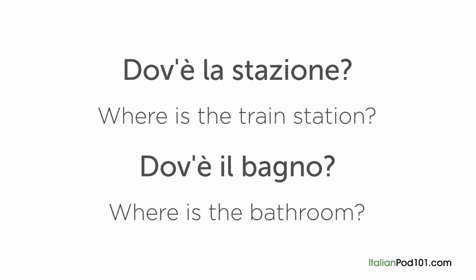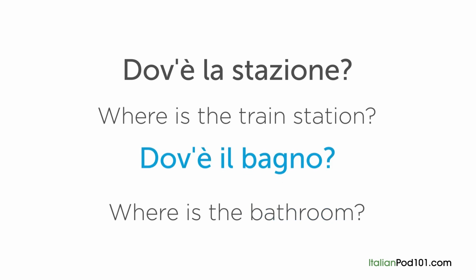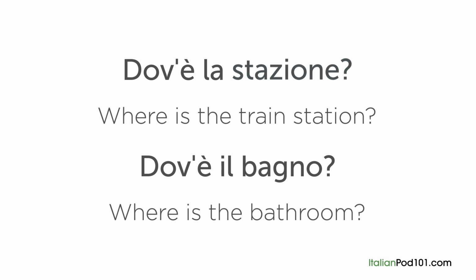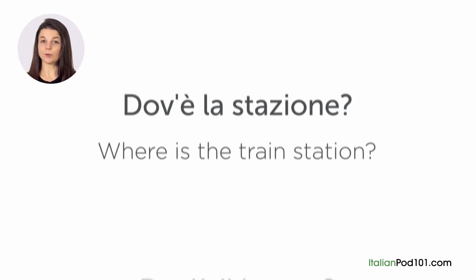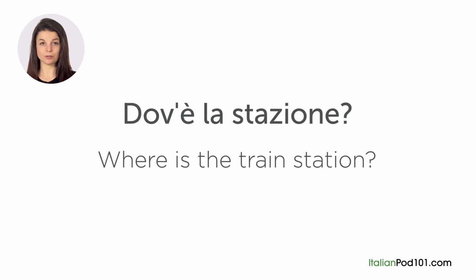Okay, now let's teach you some vocabulary so that you can use it in the sentence. Here are some of the most common words you'll need to learn. Bagno. Bathroom. Bagno. Dov'è il bagno? Next, Stazione. Station. Stazione. Dov'è la stazione? If you ask someone this question, they'll direct you to the closest train station.